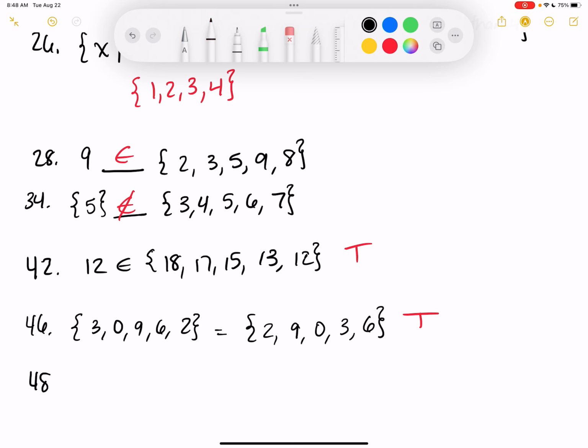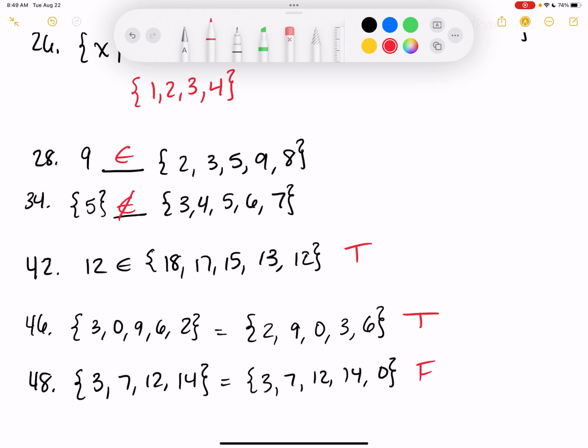Then what about 48? The set 3, 7, 12, 14 is equal to the set 3, 7, 12, 14, 0. Is that true or false? False, because of the 0, so they are not the same.